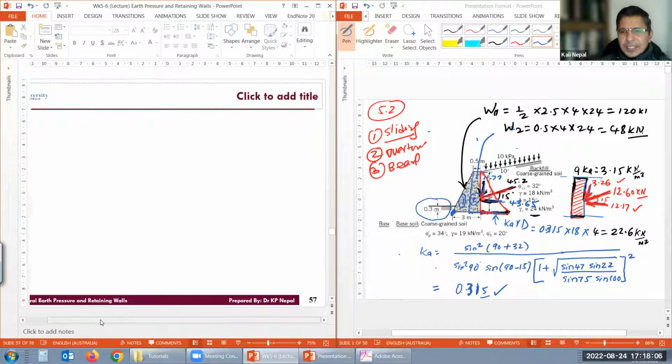Now, if you calculate at this point O, which is the toe of the wall, your job is first to check the sliding.